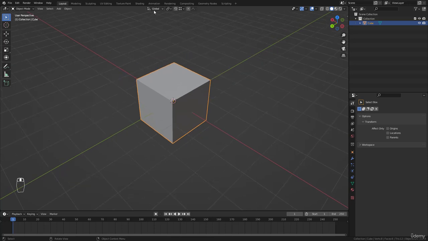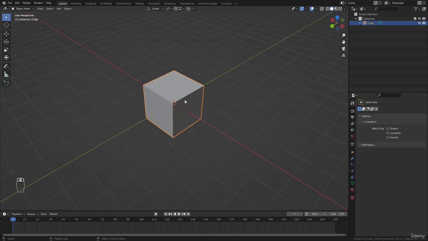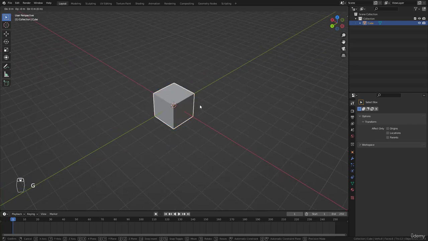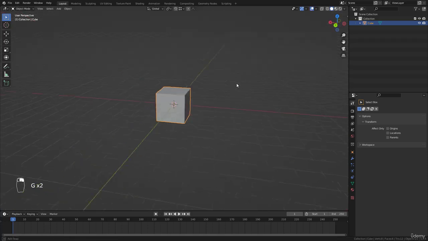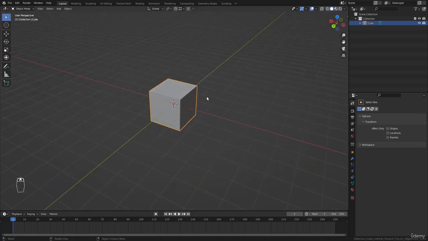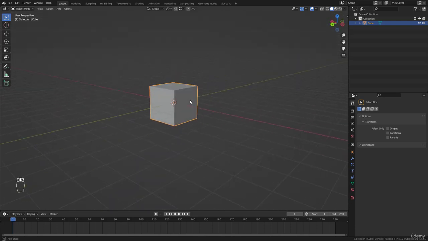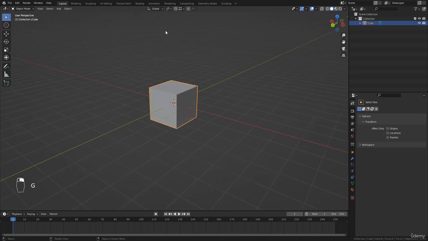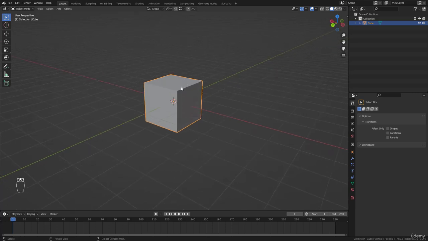So what does this global mean? Currently, when I move it along these axes, gy, gx, this is the world coordinate system and it never changes. The red is always x and the green is always y. These directions don't change, because this is the global axis.